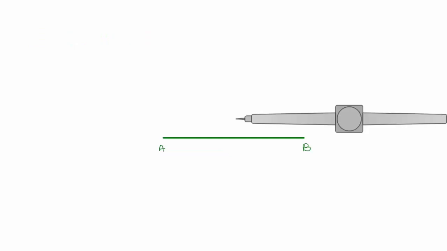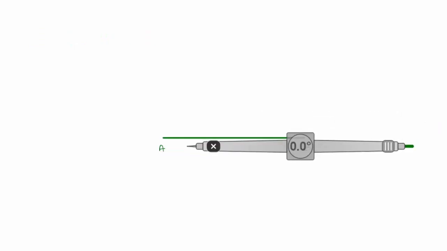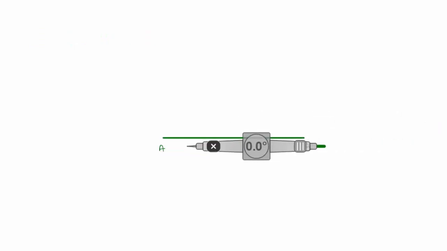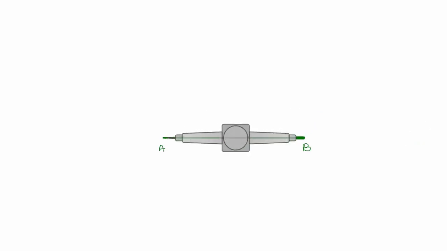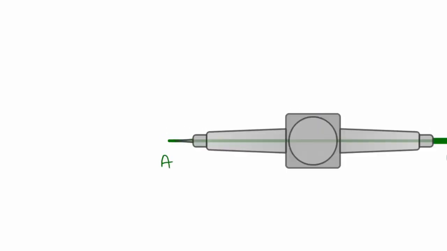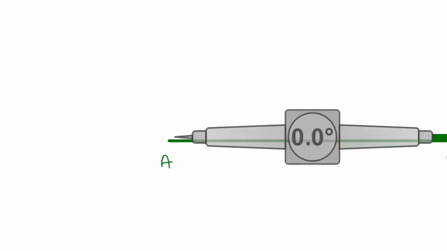With the help of a compass, we can draw the perpendicular bisector. Take a convenient distance in the compass and put the compass on point A as shown here.